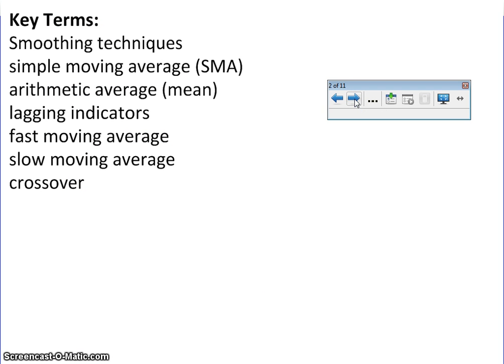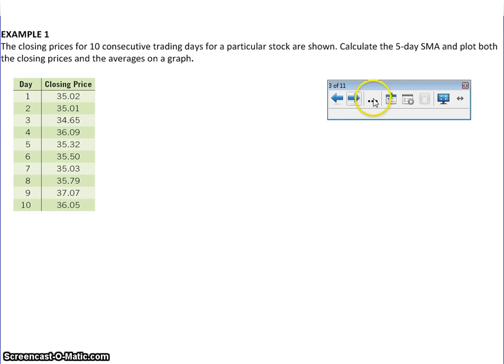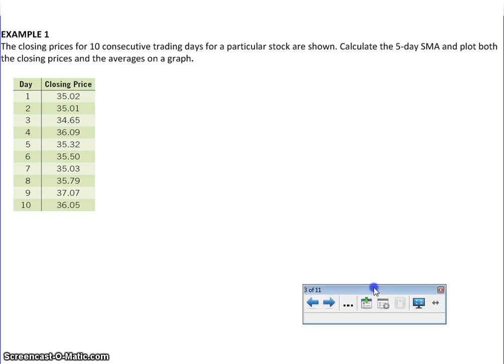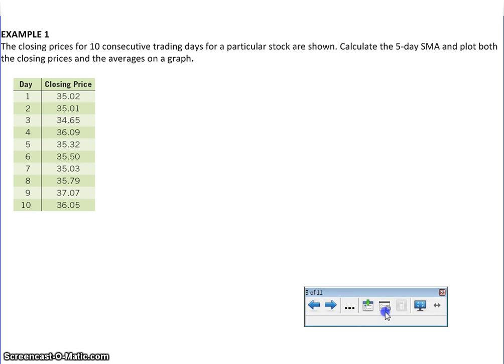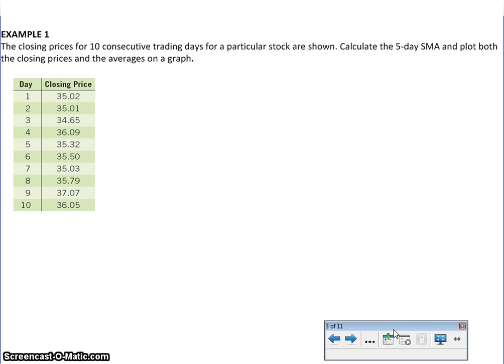Here are our key terms. Make sure that you've reviewed those before we go through this. So looking at our first example, it says the closing prices for 10 consecutive trading days for a particular stock are shown. Calculate the 5-day SMA, or simple moving average, and plot them on a graph. So we're mainly going to focus on calculating them, not as much on the graphing, and then on the you-do, we'll give you an opportunity to graph them.